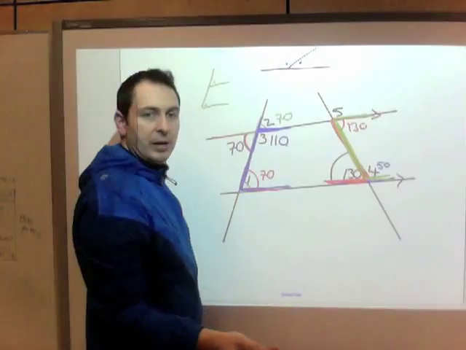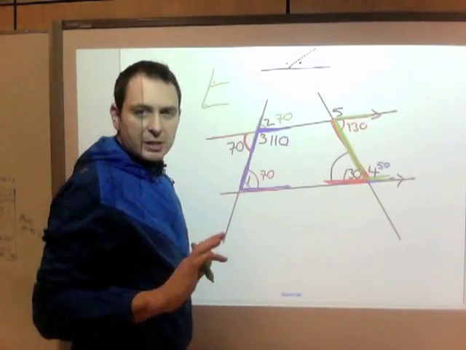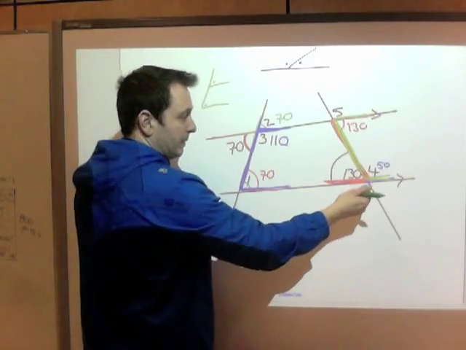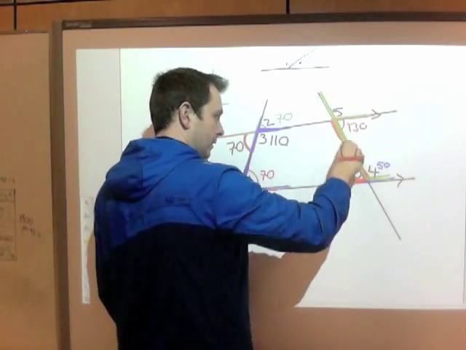I know C's add to 180. So once I know this is 130, 180 minus 130 leaves me with 50. So there's a couple ways to find that one. And last, number 5. Again, 5 could be, I have an F right here.